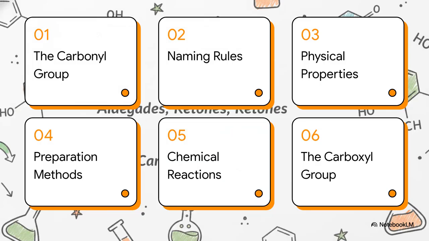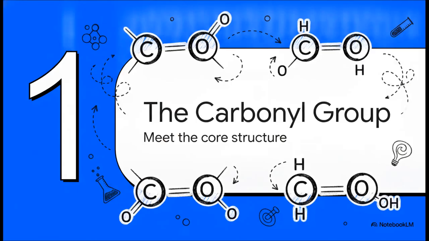Here is our roadmap for today. We'll be covering: 1. Meet the carbonyl group. 2. Naming rules. 3. Physical properties. 4. Key preparation methods. 5. Crucial chemical reactions. And 6. The carboxyl group.